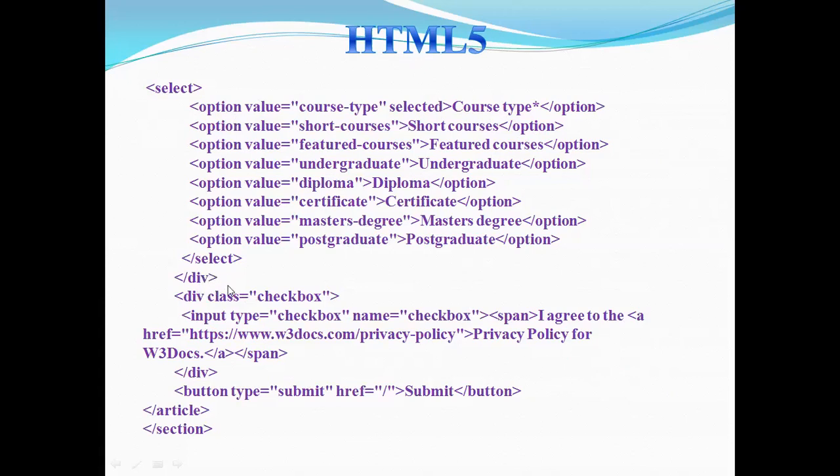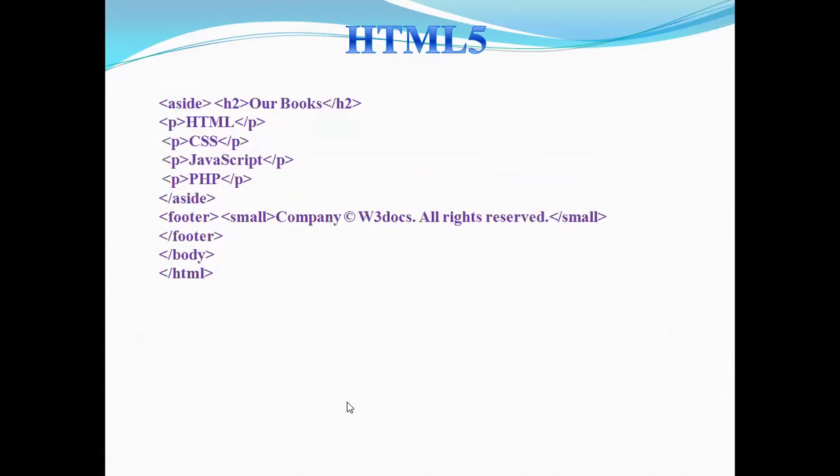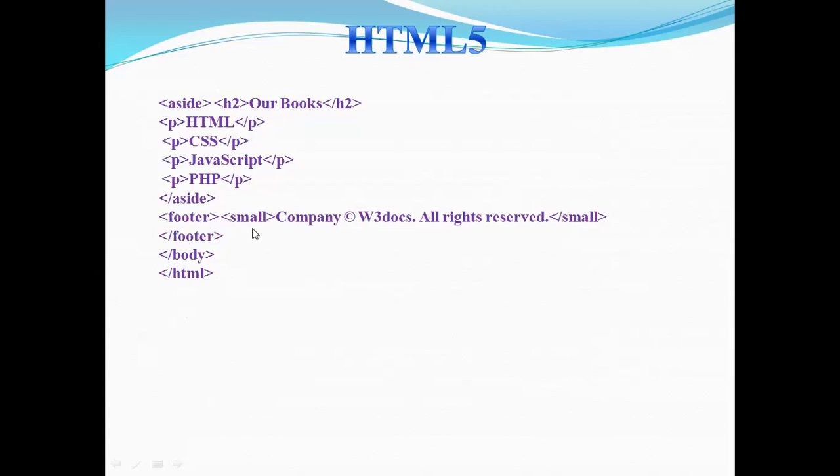So this is the one division I want to play. I want to represent it as another division. I want to represent another checkbox. See here, this is the policy. You have to complete them. Section is completed, so aside is completed. I want to take another aside. In the aside you have to represent HTML, CSS, JavaScript, and PHP. Footer I want to represent like this. Footer, small name, small, and with the company at the rate of W3 docs, all rights. So you give the name. I have run it also, so I will show you.